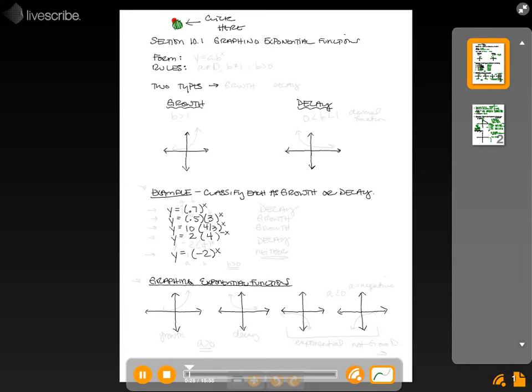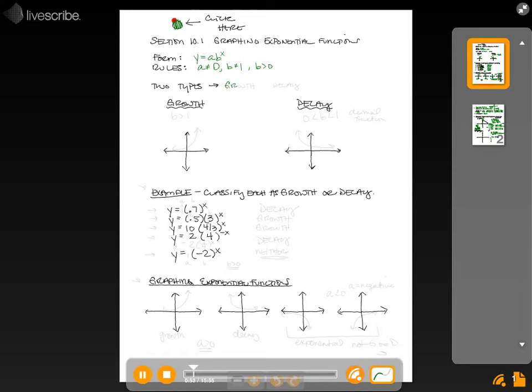Okay? A couple things we want to remember. The general form is y equals a times b to the x. Your rules: A cannot be 0. B cannot be 1. That's what I was thinking. So A can't be 0, B can't be 1, and B has to be positive. Can't be negative. Alright?